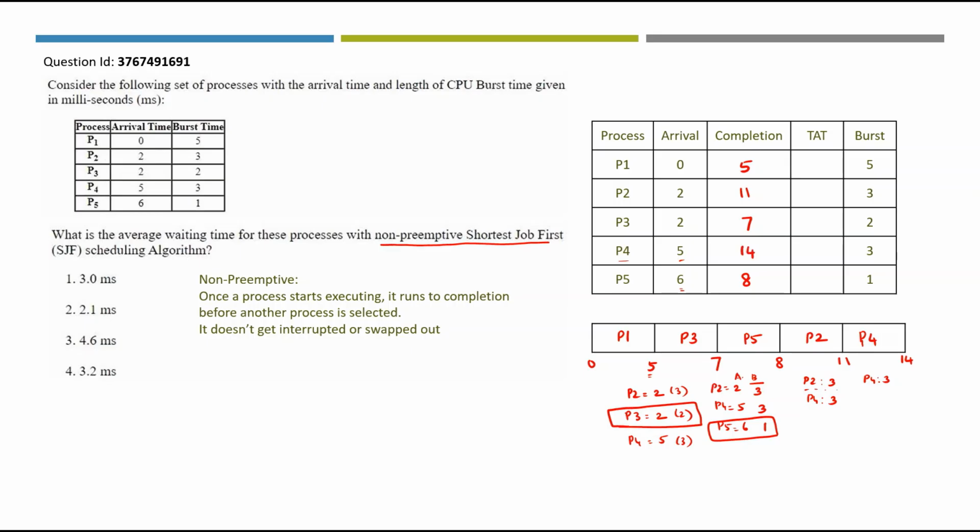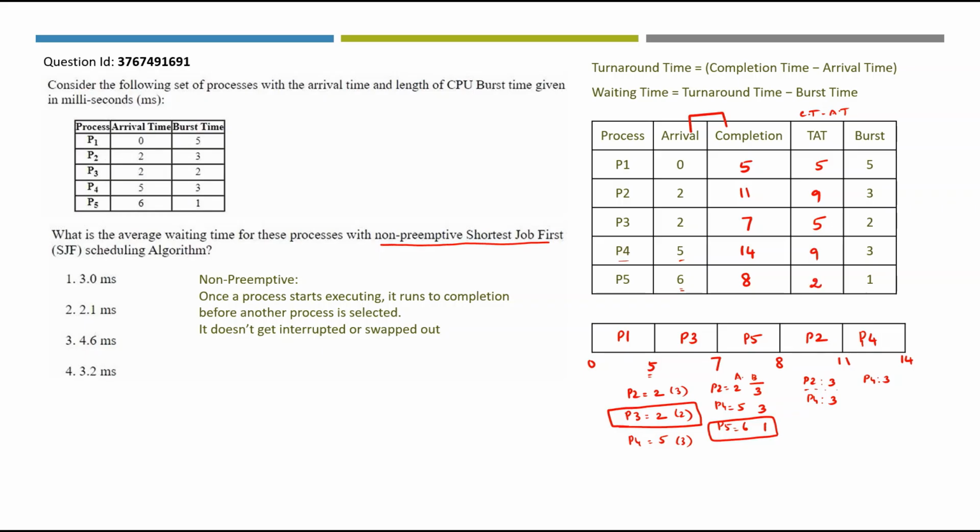Now what is turnaround time? It is completion time minus arrival time. These two columns have to be taken now. 5 minus 0 is 5, 11 minus 2 is 9, 7 minus 2 is 5, 14 minus 5 is 9, 8 minus 6 is 2.